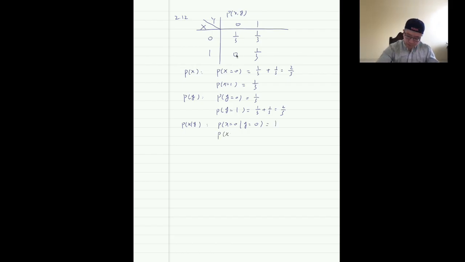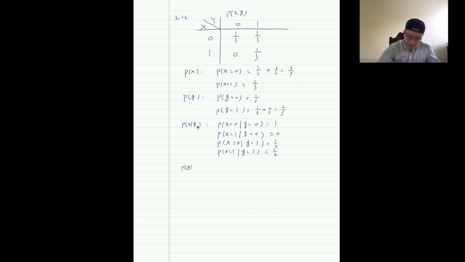And what if y is 0 when x is 1? That will be 0, because this is 1. And for the other cases, what if y is 1 and x is 0? If y is 1, the probability that x is 0 is what? Half, so 1/3 over 2/3, that's half, therefore that is also half. Now we have a conditional probability distribution of x given y.